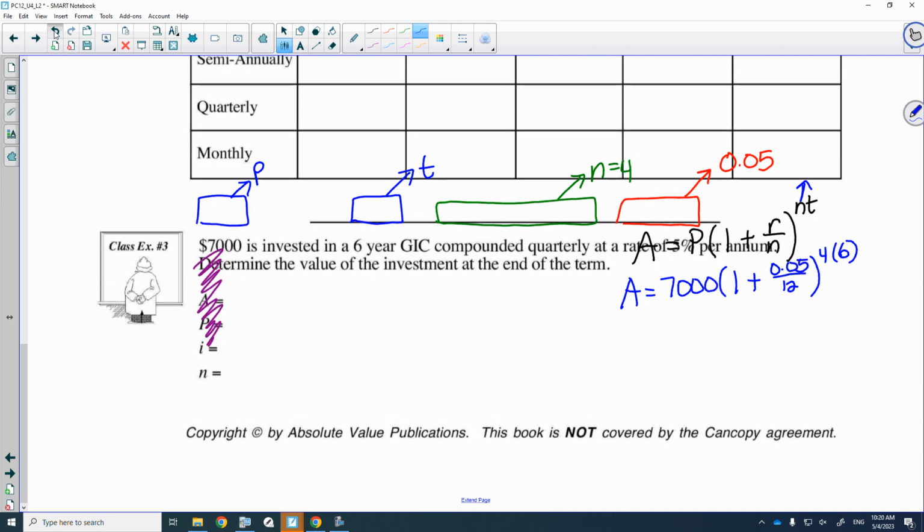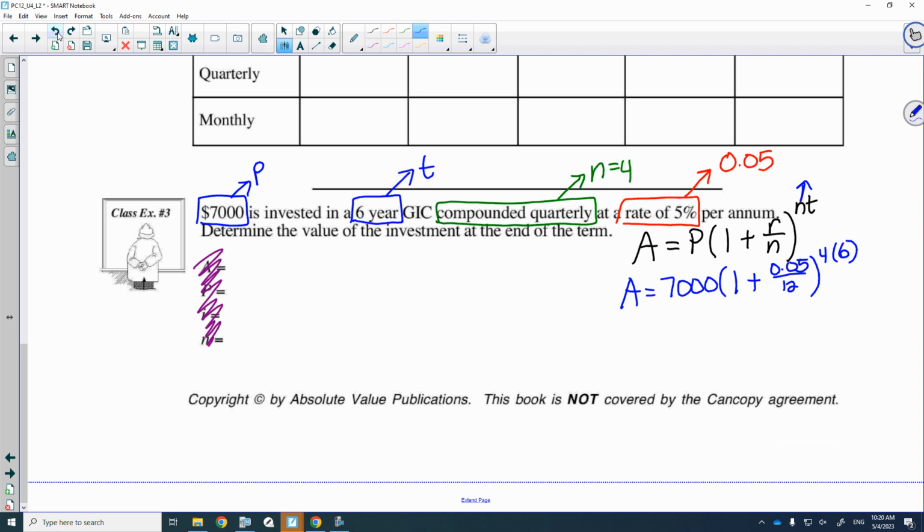Let's make sure we get the B value correct. So, oh, you're right. What am I doing? Two things. What do I need to fix? This guy, it's not monthly. That would be for monthly. So that I need to fix. And what's the other one I need to fix? Just that?